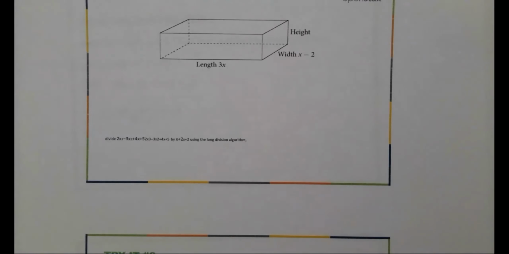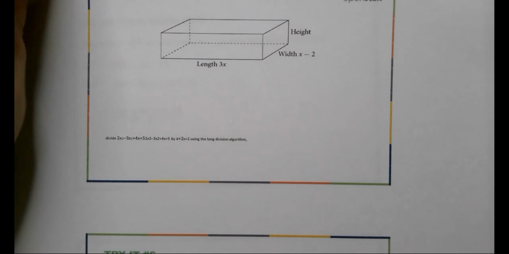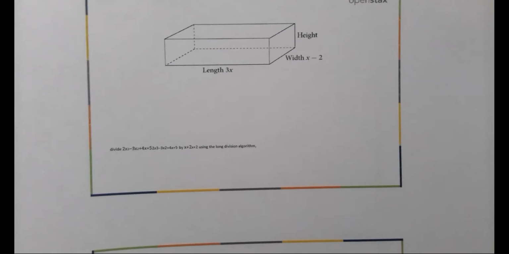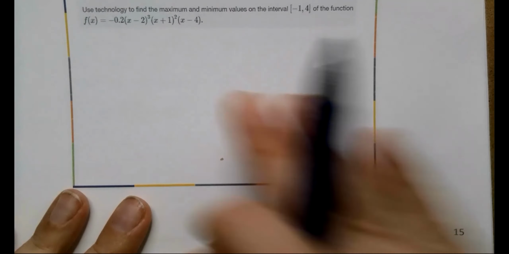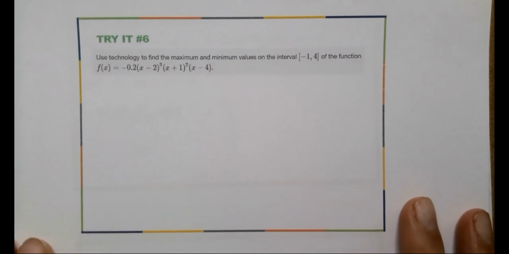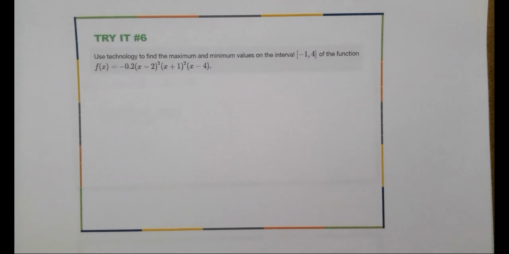All right, so I want you to try this problem. I don't know why that picture is there. I have used technology to find the maximum and minimum values in the interval between -1 and 4 of the function f of x equals -0.2 multiplied by (x minus 2) cubed, multiplied by (x plus 1) squared, multiplied by (x minus 4).